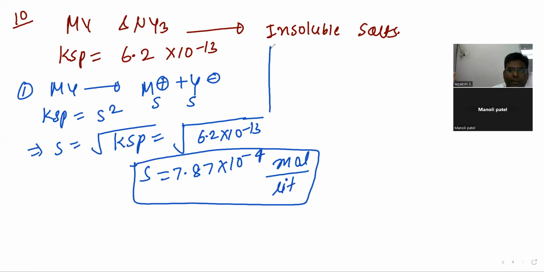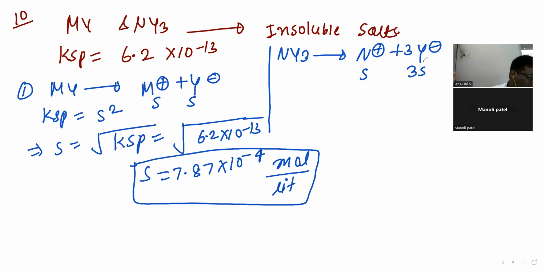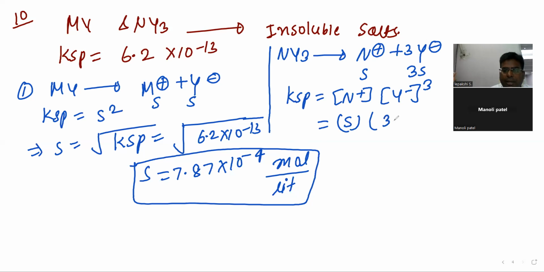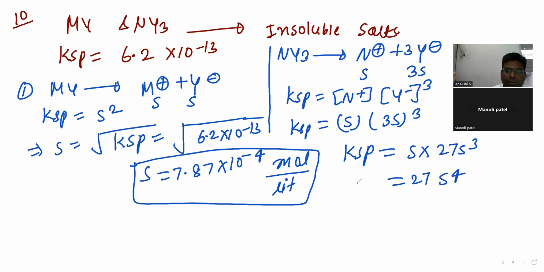Now see for NY3. When NY3 dissociates, it forms N+ and 3Y-. So the solubility of N+ will be S and that of Y- will be 3S. The solubility product will be the concentration of N+ into Y- raised to 3. Now put in the values: S into (3S) raised to 3. So the solubility product for NY3 will be S into 27S cubed, that is 27S to the power 4, equal to Ksp.